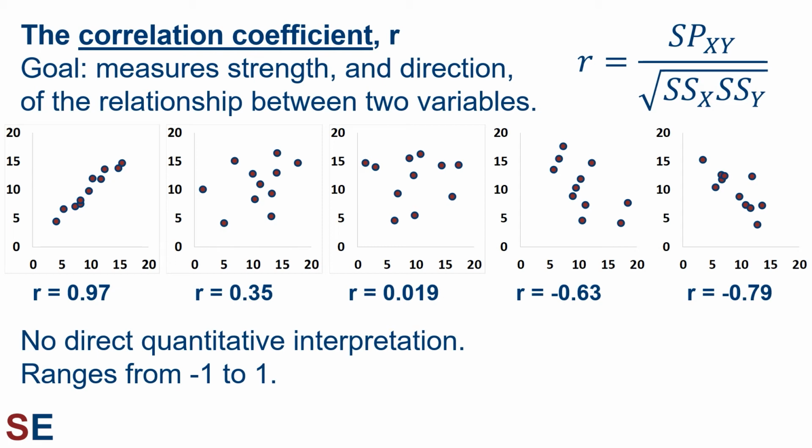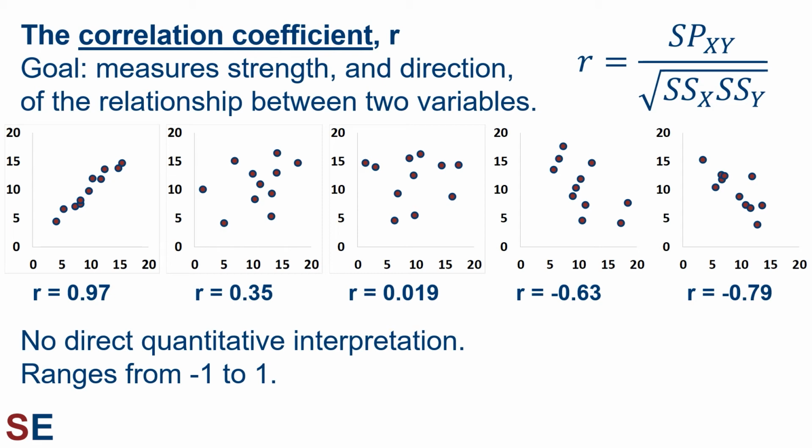R varies from -1 to +1, where -1 is a negative relationship with no noise, and +1 is a positive relationship with no noise. When data points don't fall exactly on the best fit line, the absolute value of R decreases towards 0. From the 5 plots here, we can get a sense of how R measures both the consistency and direction of the relationship.